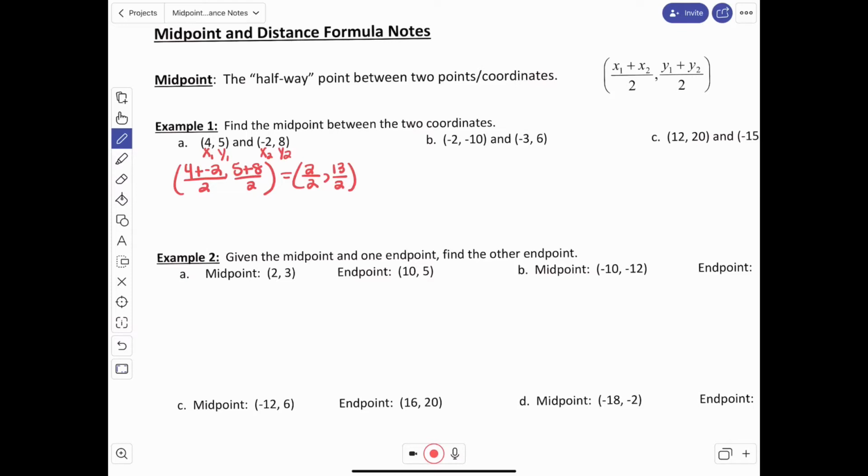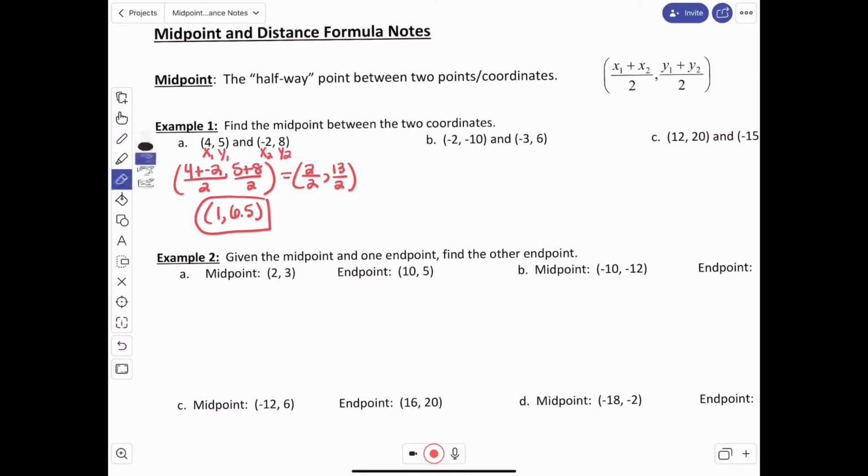And so now we just reduce. 2 divided by 2 is going to be 1. And then 13 over 2, we can either leave it as a fraction, we can leave it as 13 over 2, or we can turn it into a decimal. 13 over 2 would be 6.5. So the halfway point between 4, 5 and -2, 8 would be 1 and 6.5.